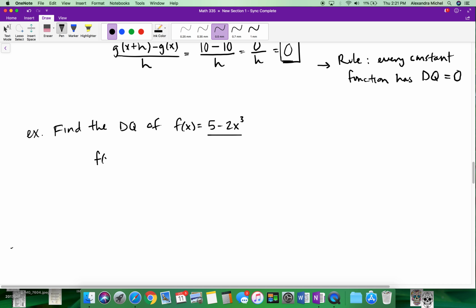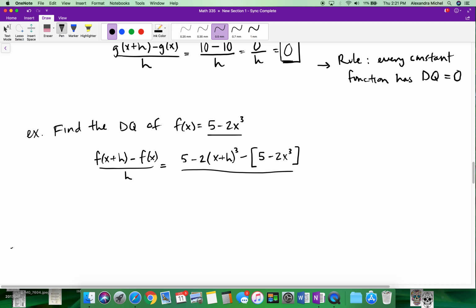All right, so we're going to do f of x plus h minus f of x all over h. So here, plugging in x plus h in for x, we're going to have 5 minus 2 times x plus h all cubed, minus, and I'm going to put parentheses because now I have more than one term. I don't want to have the wrong signs. So minus 5 minus 2x cubed, all over h.